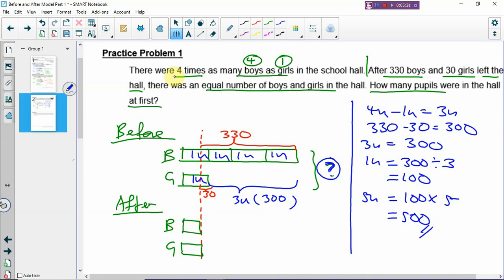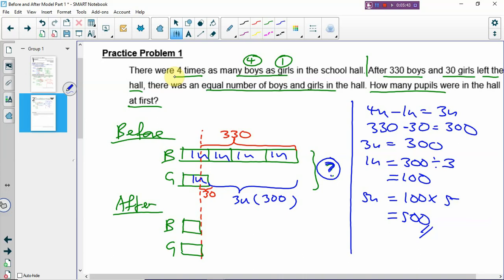I compare the boys and the girls to find how many more units. And then I compare the whole numbers to see how many more, right? And then my 3 units is actually 300 more. And then you can find 1 unit to get the answer. Alright, so that's how you draw the model. That's how you observe the model to see what to do next, either plus or minus.